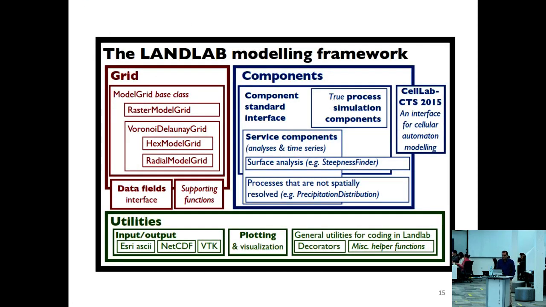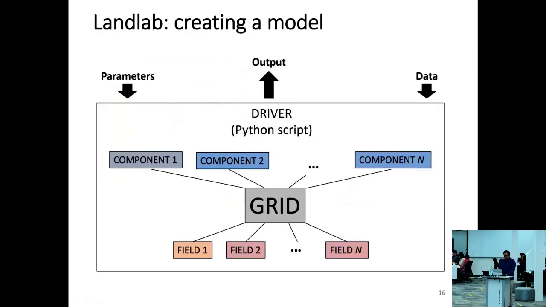So we looked at grid, components, and the utilities. And this is how the entire framework sits with respect to each other. To create a model using these components, this is a typical driver setup or Python script setup. The central part would generally be a grid, and you would attach components to it, and you'll add data fields. You can read in input parameters and input data to the environment, and you can write output from it.